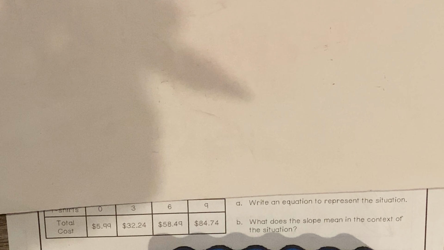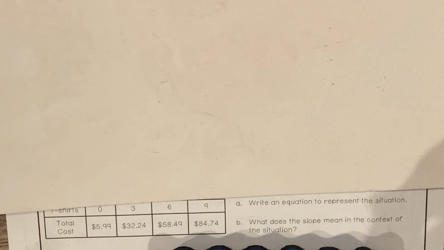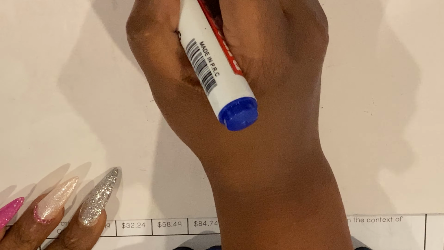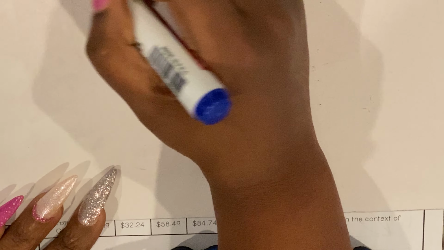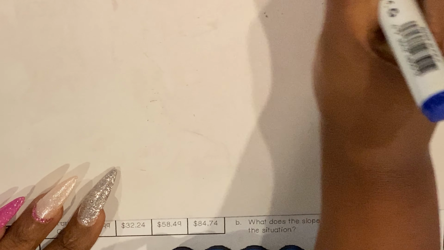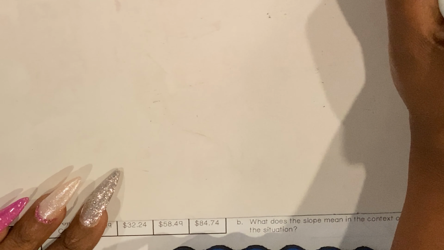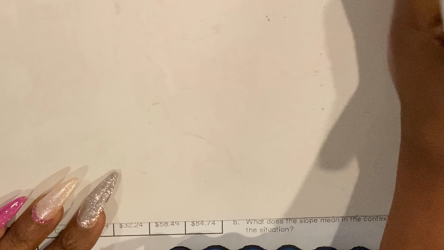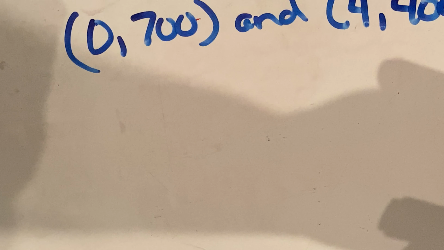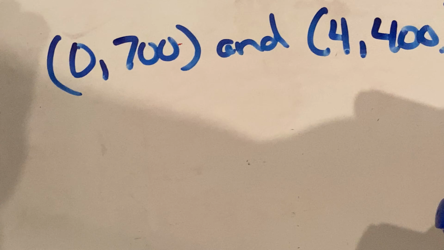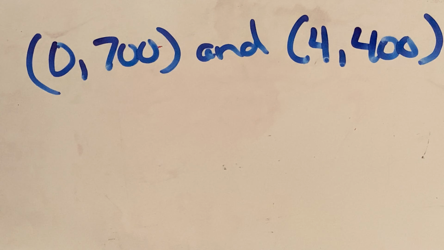So we have 0 and 700, and we have 4 and 400. Just make sure that this is in frame so that you can see. And there we go. It was not. All right, now we are. Okay.